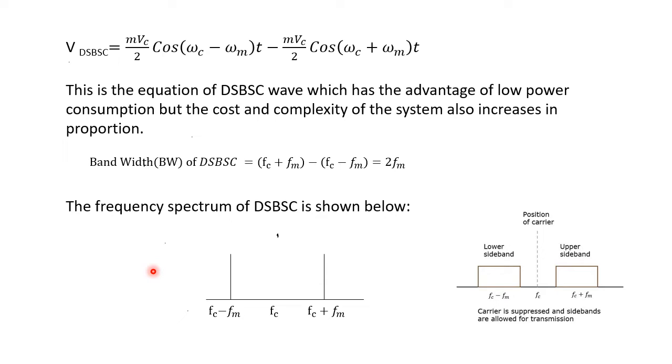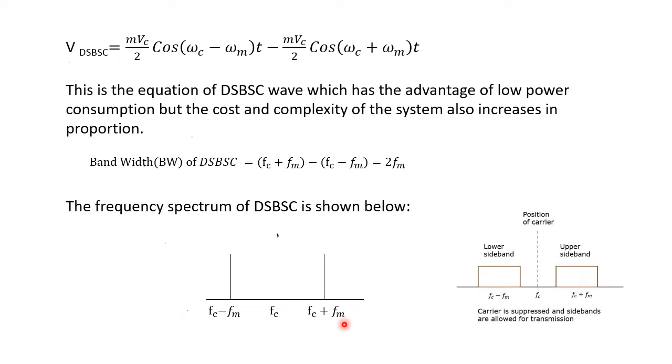Now the frequency spectrum of DSBSC is shown in this figure. As we can see, only the lower sideband and the upper sideband are present, and since the carrier is suppressed, the frequency fc has no voltage component, or the amplitude of this pure carrier frequency is 0. Only the lower and upper sidebands are present. This is the case when the message signal is a single frequency, that is fm.